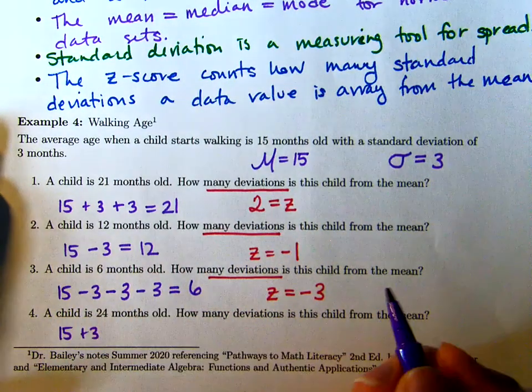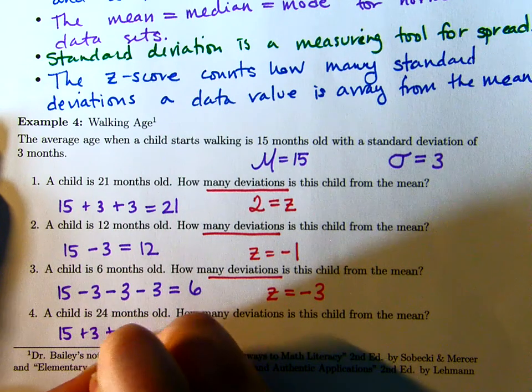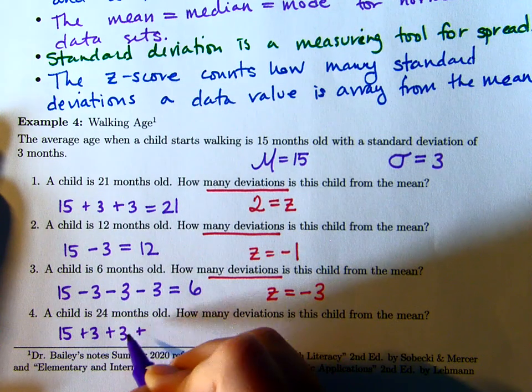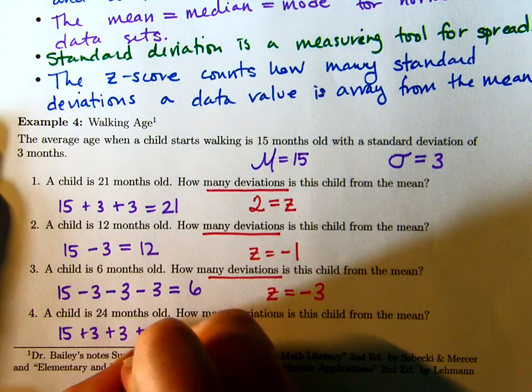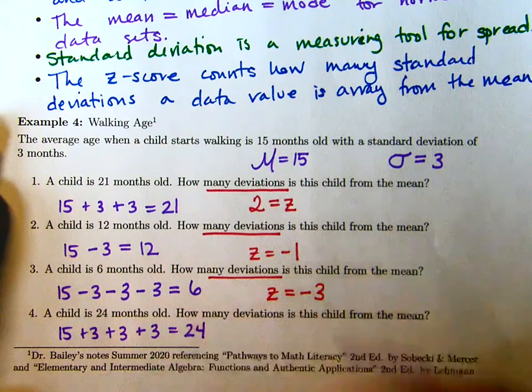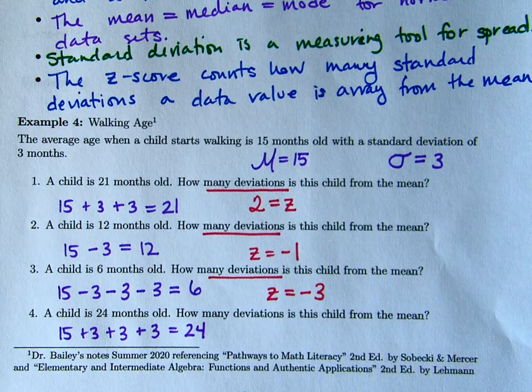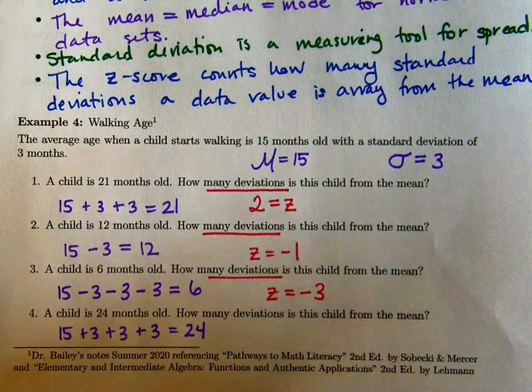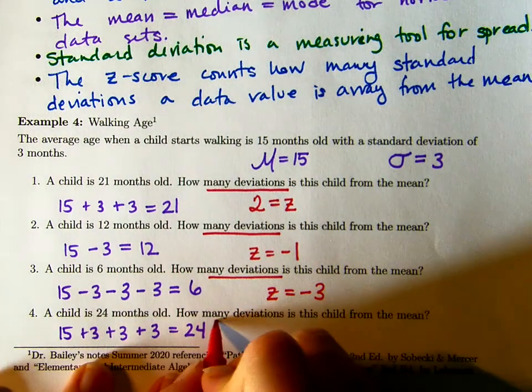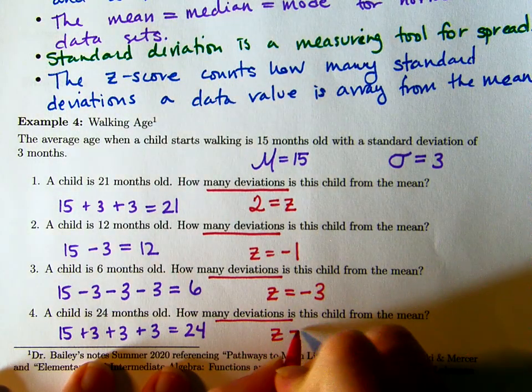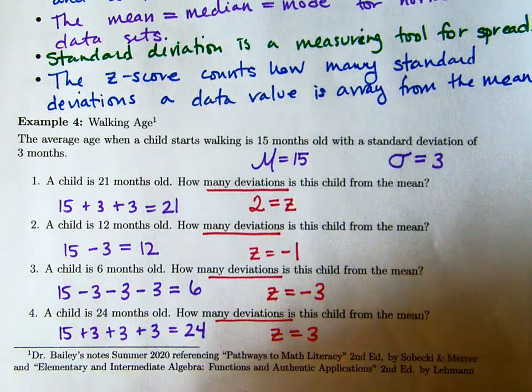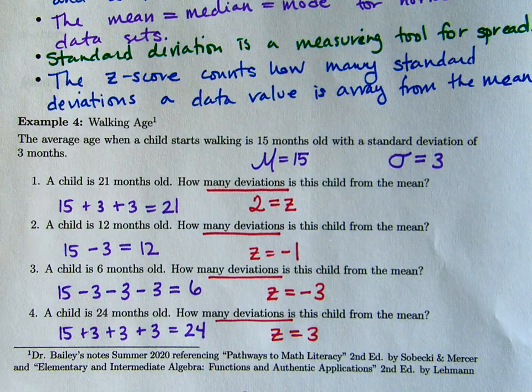15 plus 3 makes 18. 18 plus 3 makes 21. 21 plus 3 makes 24. Okay. So how many deviations? Positive 3. 3 sets of 3 above.